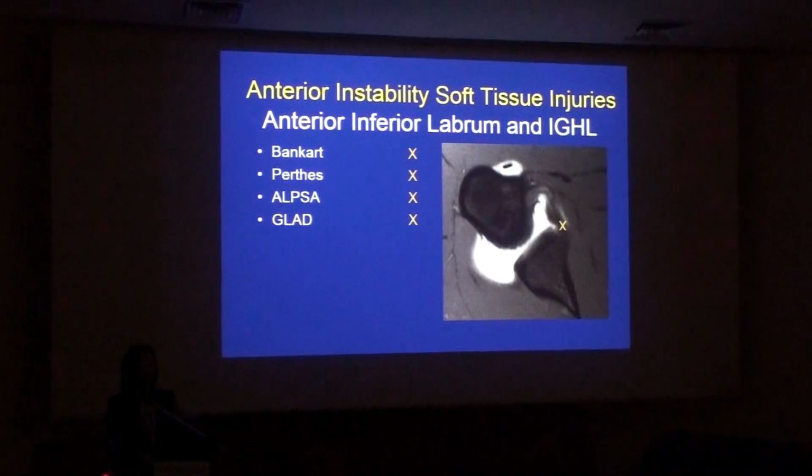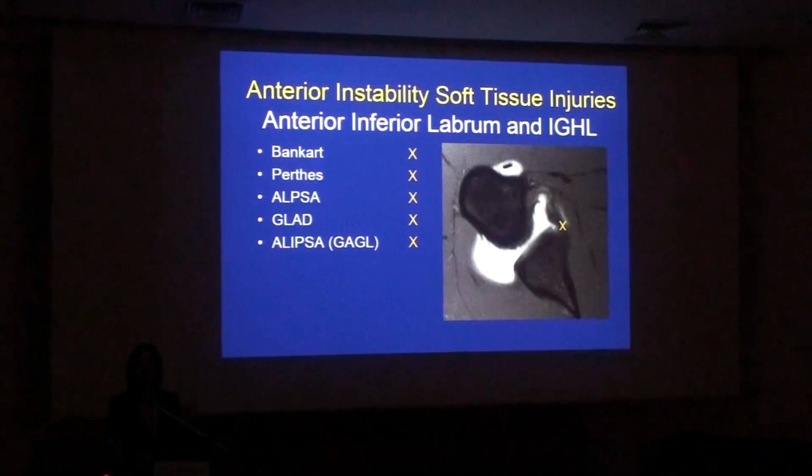the glenoid. And then the ligament, the anterior band, which we see here, the inferior glenohumeral ligament that goes from the glenoid to the humerus, can be stripped or it can be avulsed, and that's a pretty important problem when you get an avulsion of the anterior band of the inferior glenohumeral ligament. That's called ALIPSA or GAGL.